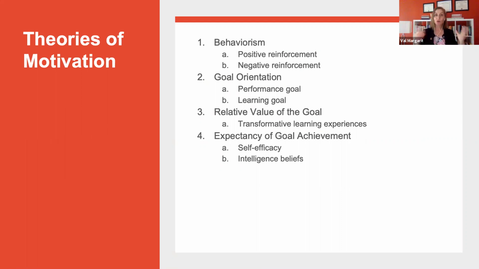Theories of motivation. So we have the most important ones I have here for you are the behaviorism, goal orientation, relative value, and expectancy of goal achievement. These are important, and the reason I have them here is so that you are familiar with them.